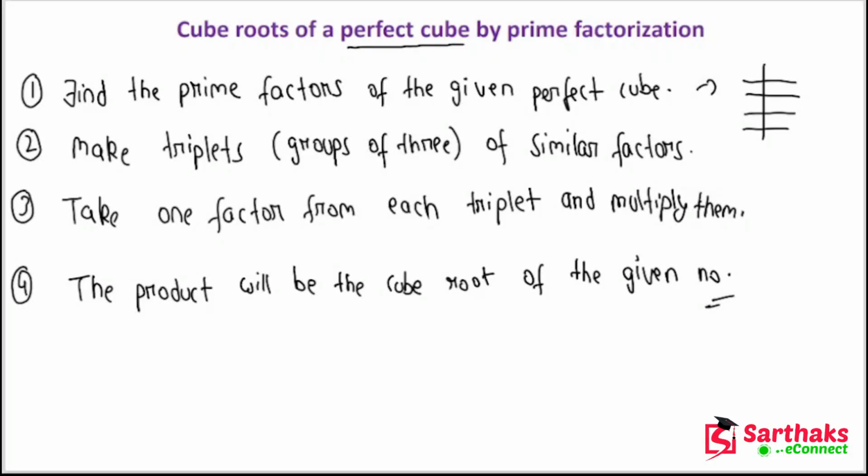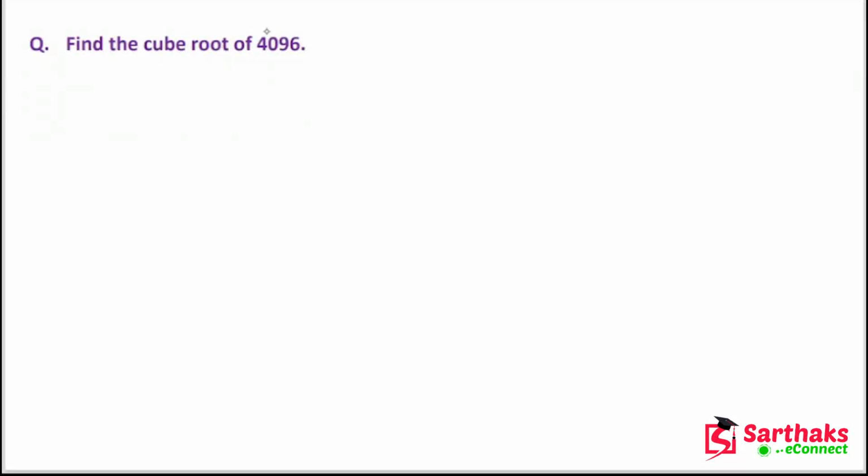Okay, so that is the prime factorization method. Let me walk you through the steps. Find the prime factors of the given perfect cube. In those prime factors make triplets of similar factors. Then take one factor from each triplet and multiply them, and you will get the cube root. Let us practically use this method to find the cube root of 4096. Now if you all remember the table, then you must recall whose cube it is, but let me actually solve it. The first step was we need to find the factors of 4096, right?